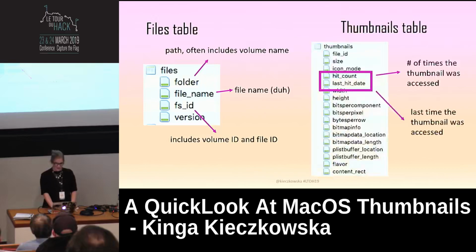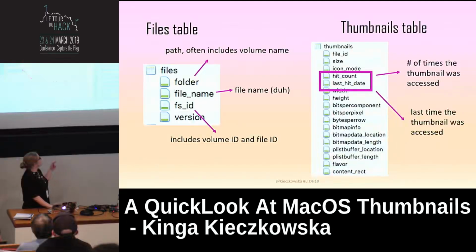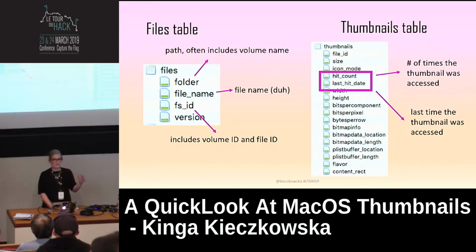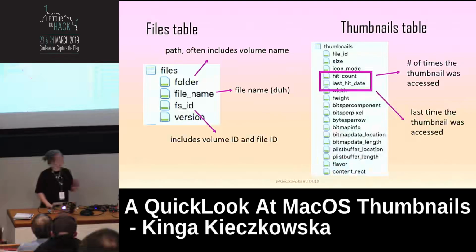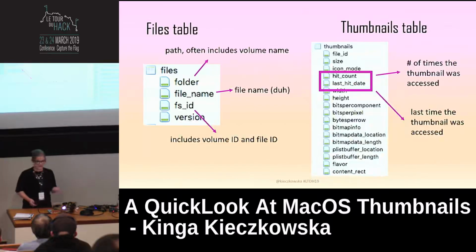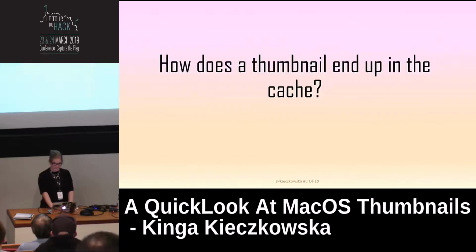And then in the thumbnails table, there are a lot of fields. A lot of this is used to locate where the thumbnail is within the data blob. But the ones that we are interested in from a forensic point of view are the number of times the thumbnail was accessed, that's the hit count, and the last time the thumbnail was accessed, the last hit date. Obviously that can give us some insight into what was done on the machine.